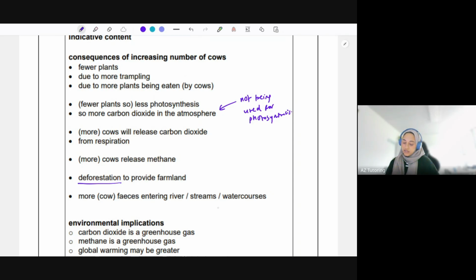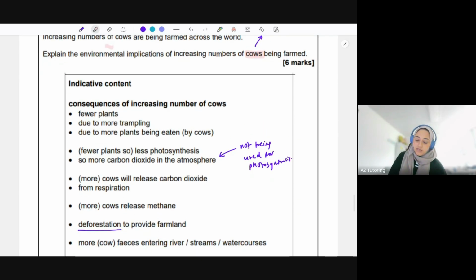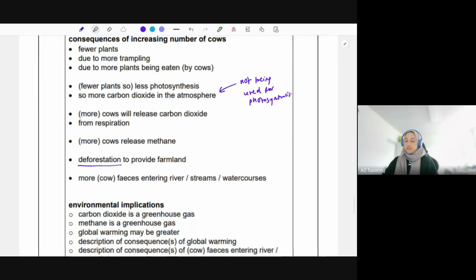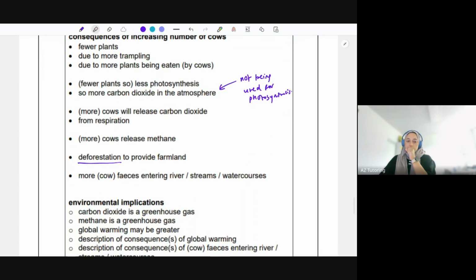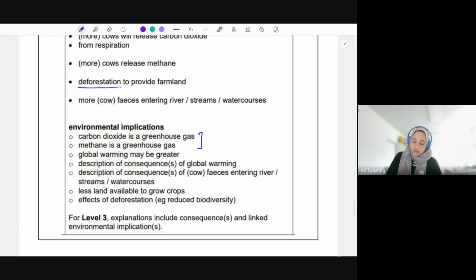More cow waste entering rivers, streams, and watercourses. Okay, yeah, so it's saying explain the environmental implications. So I guess that's affecting the water as well. Okay, and then actually describing what's the issue with each of these. So carbon dioxide and methane being greenhouse gases, but why is it bad that they're greenhouse gases? Because of global warming, and so on. That's a good point actually there as well.